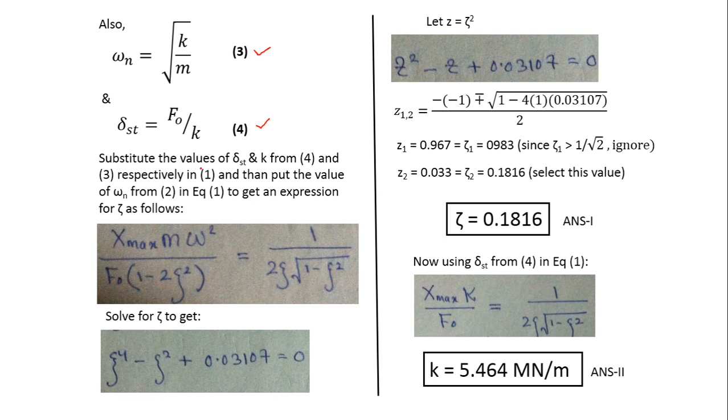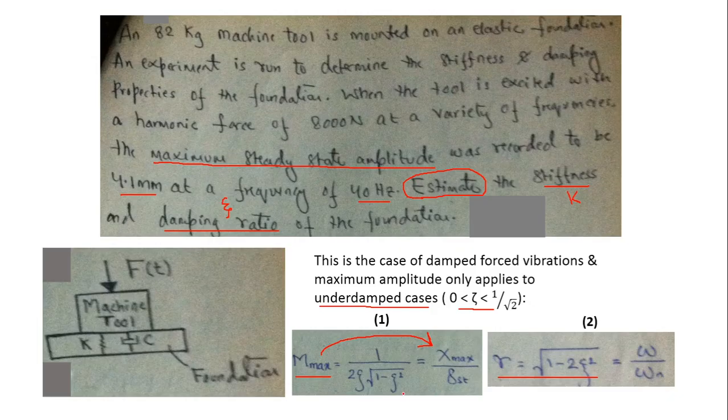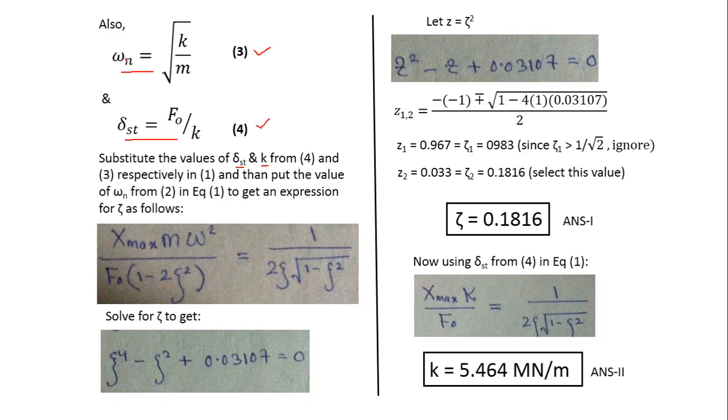So substitute the values of static deflection delta st and k. First of all, just look at the expressions of delta st and k. Delta st is given by equation 4, and k can be obtained in terms of omega n from equation 3. So substitute the values of delta st and k from 4 and 3 respectively in equation number 1. Equation number 1 is this. In this equation, we substitute the value of delta st, that is f naught upon k, and then the value of k will be substituted from equation number 3 in terms of omega n. When we do this, we end up with an equation that involves the value of omega n.